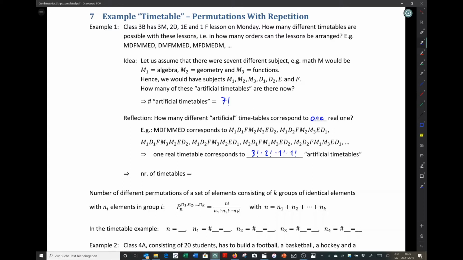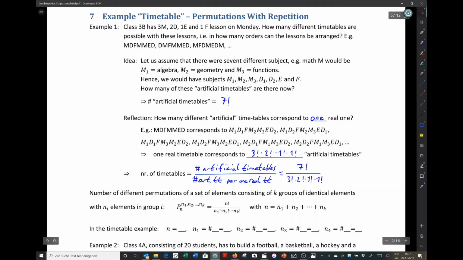Which leads us now to the number of timetables, which is the number of artificial timetables divided by the number of artificial timetables per one real timetable. And this is, in our example, 7 factorial, that's the number of artificial timetables, divided by this 3 factorial times 2 factorial times 1 factorial times 1 factorial.